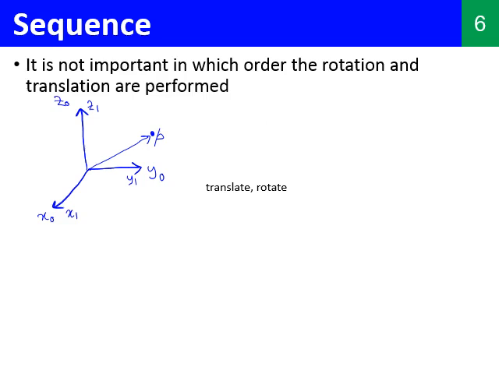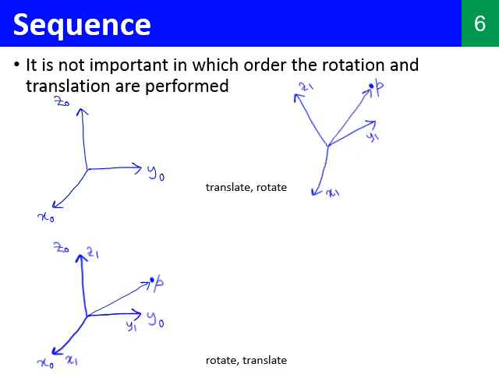Now there is no sequence we have to follow when it comes to rigid motions. That is, we can either first do the translation and next do the rotation. So here you can see in this animation, you first do the translation and then do the rotation. Or else we can first do the rotation like this and then do the translation. The results would be the same. So the order does not matter in rigid motions.